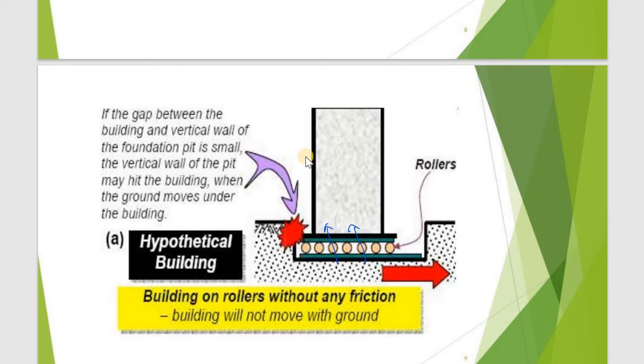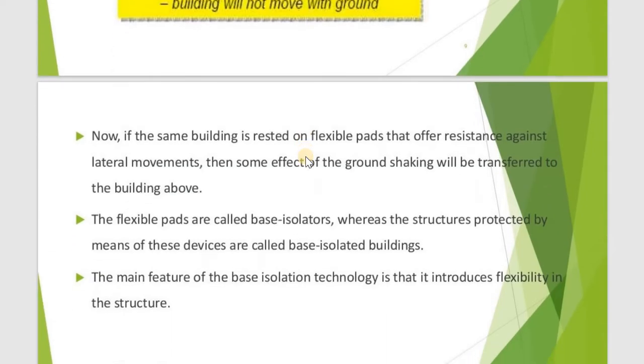But if some roller-like arrangement is there, then what will happen? Even though the support is moving, the rollers will be adjusting, it will be moving. So, the vibration will be very less. So, we can protect the building. This is a basic hypothetical building and an example. Instead of rollers, there are many other mechanisms we are using.